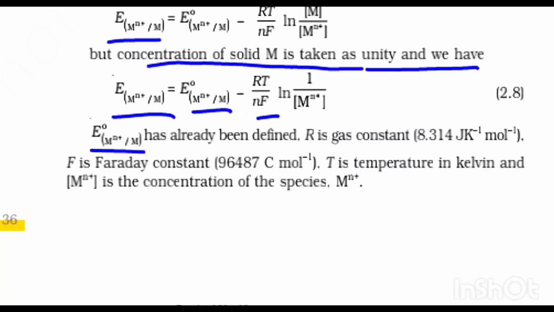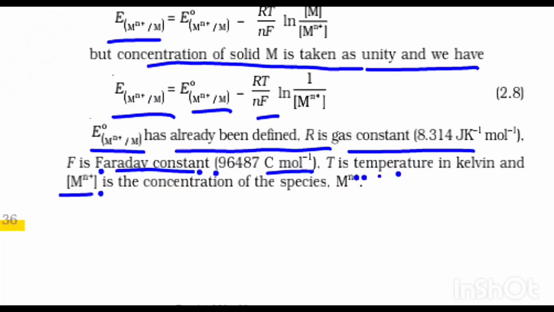E naught of M n plus by M has already been defined. R is the gas constant, which is 8.314 joule per kelvin per mole. F is the Faraday constant, 96487 coulomb per mole. T is the temperature in Kelvin, and M n plus is the concentration of the species.